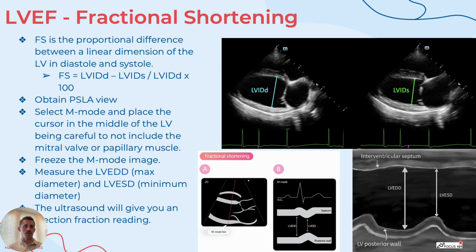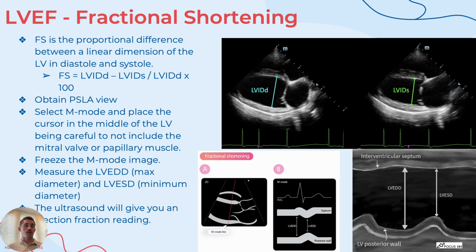There's a couple other methods, but those are the three that I'm highlighting. I think endpoint septal separation, which we'll talk about, is the easiest to find, and on a point-of-care bedside ultrasound, that's the one I'm using the most. But looking at fractional shortening, it's the proportional difference between a linear dimension of the left ventricle in systole and diastole.